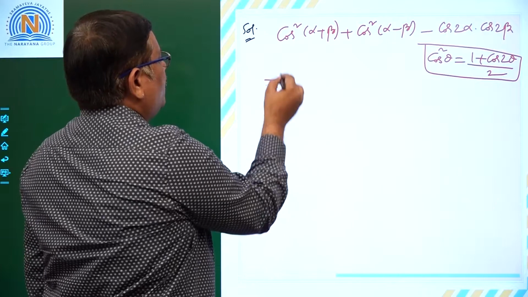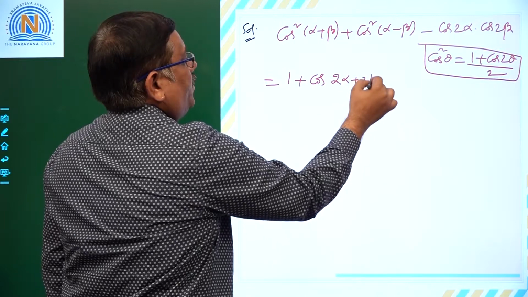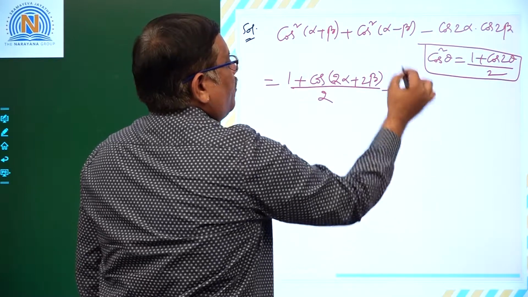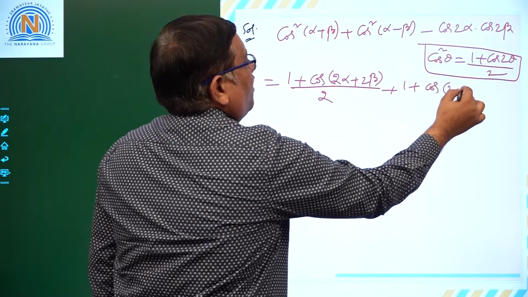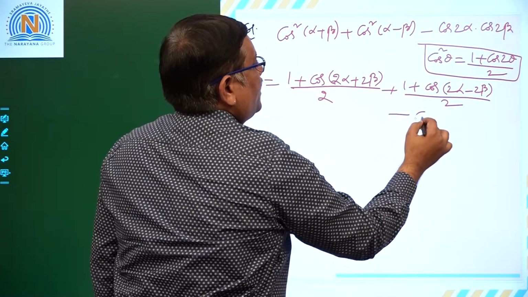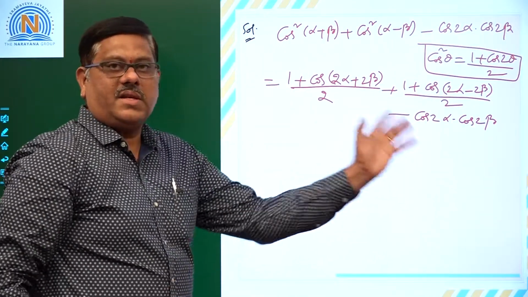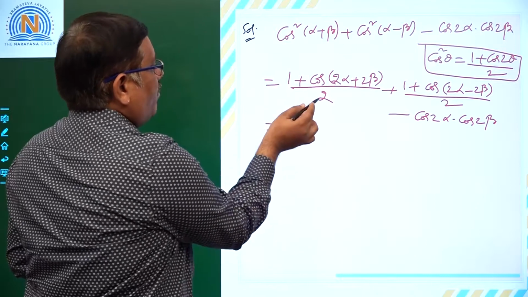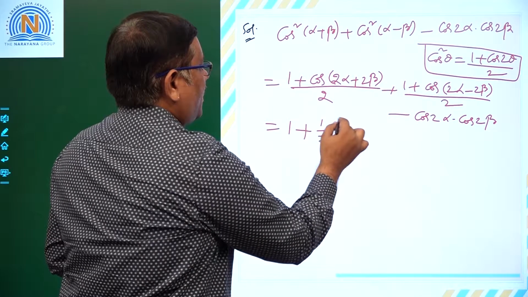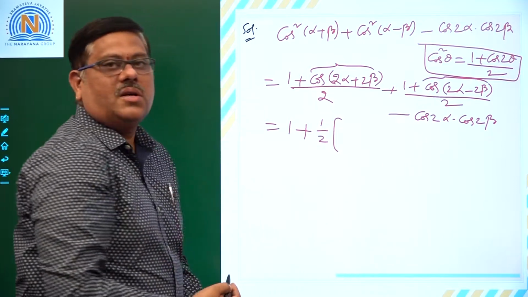That is equal to (1 plus cos of (2 alpha plus 2 beta)) by 2, plus here also I will apply the same formula, (1 plus cos of (2 alpha minus 2 beta)) by 2, minus cos 2 alpha into cos 2 beta. We are not changing anything in that. That is otherwise 1 by 2 plus 1 by 2, let me write it as 1, plus 1 by 2 times cos C plus cos D. Let us use that, cos C plus cos D.